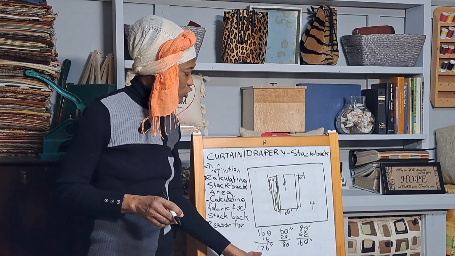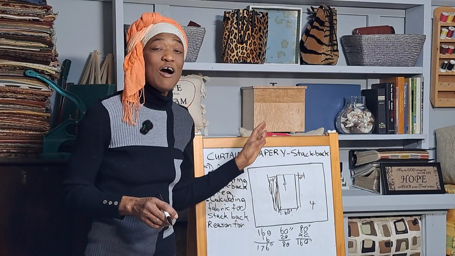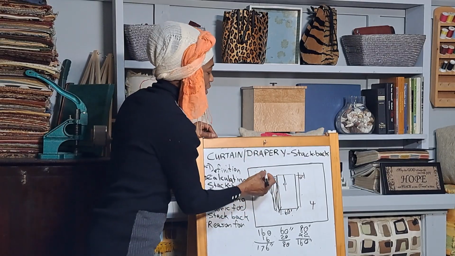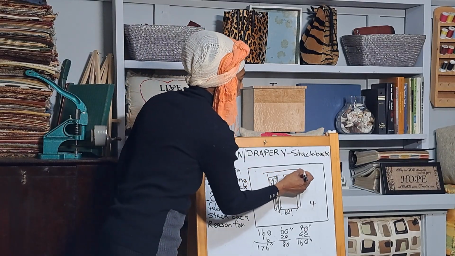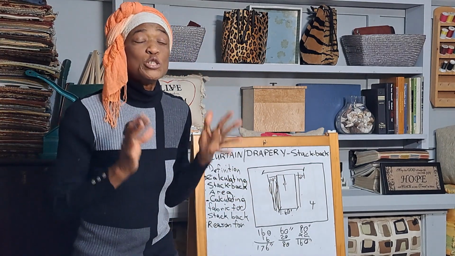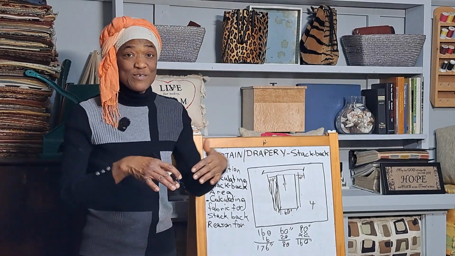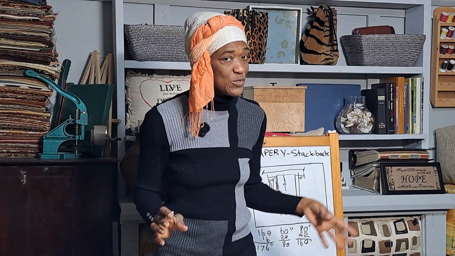So that's 176 inches of fabric that you will need to go across your windows to account for your stack back. So when you stack your draperies back, they will be good. And when you pull them together, you will have your lovely folds.